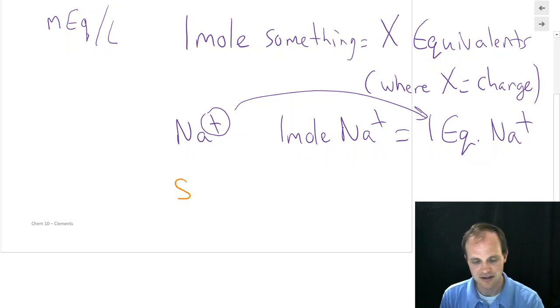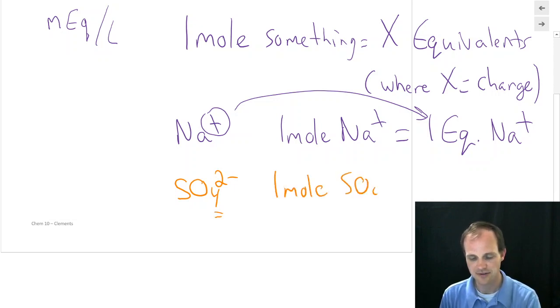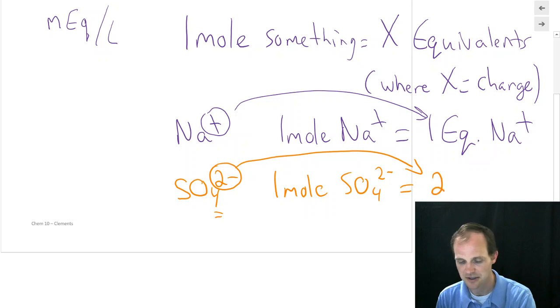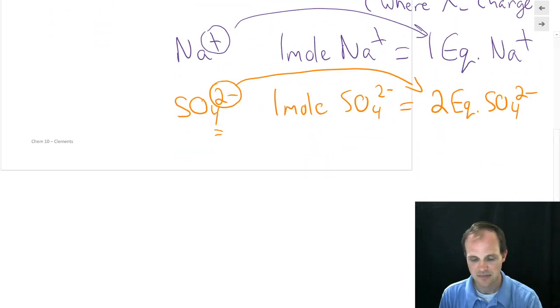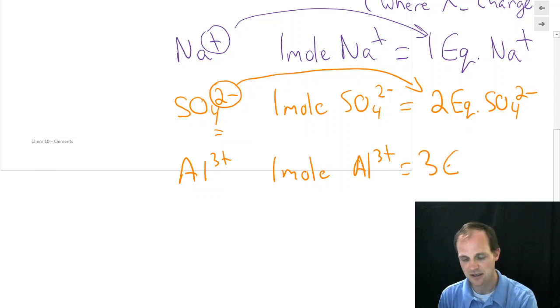If I've got sulfate ion, SO4, 1 mole of sulfate ion, we're going to take that 2 and put it here. Now, do we put the negative? And the answer is no. All equivalents are always positive just by definition. Somebody just said, hey, let's make sure all equivalents are positive. 2 equivalents of sulfate. If you had aluminum ion, Al3+, 1 mole of Al3+ is 3 equivalents of Al3+.